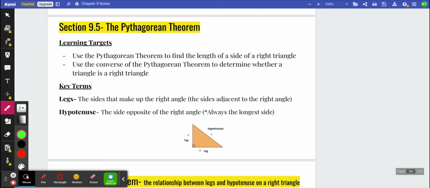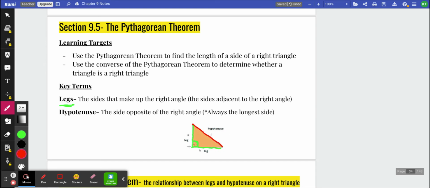So, some key terms. When we refer to a right triangle specifically, there are 3 sides. 2 of them we call legs, and 1 of them we call the hypotenuse. The legs are the sides that make up the right angle. So if I look here, this is a leg, and this is a leg, and they form this right angle right here. The hypotenuse is what closes the right angle. It's always across from it.